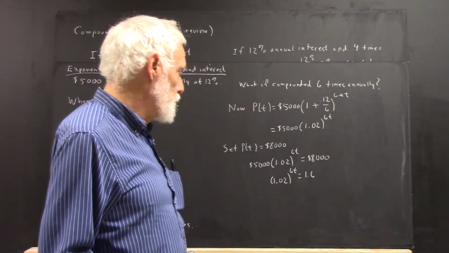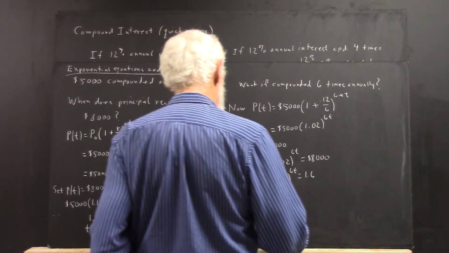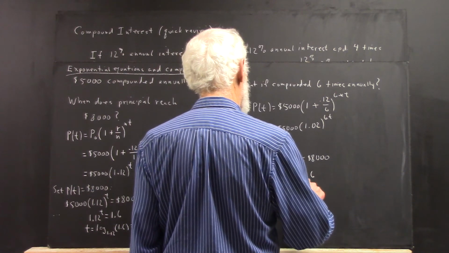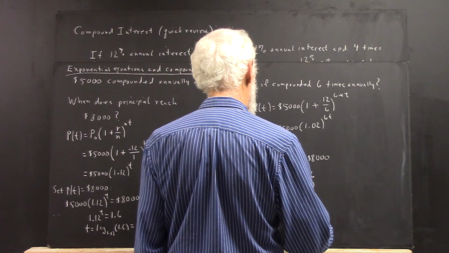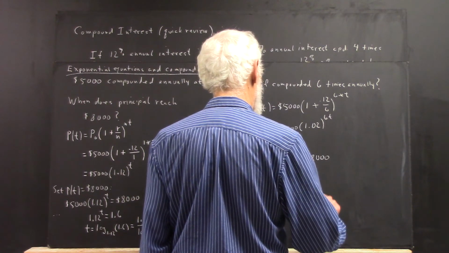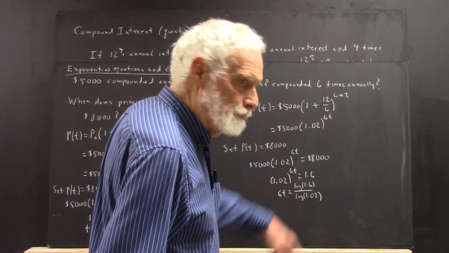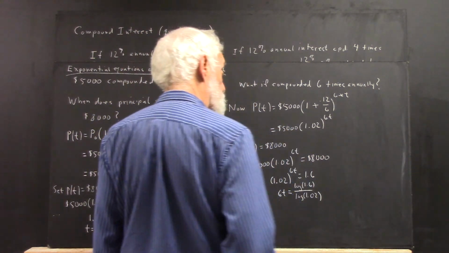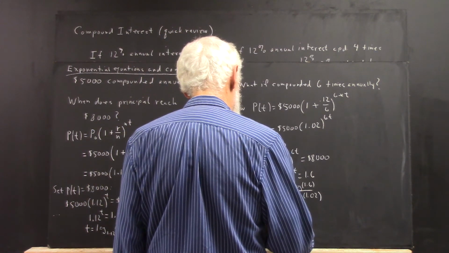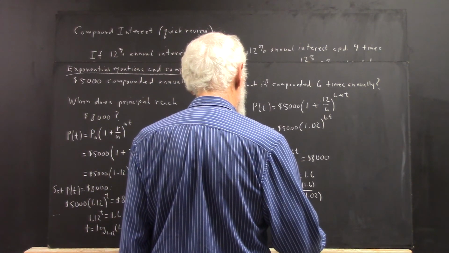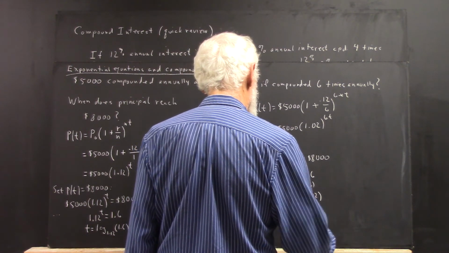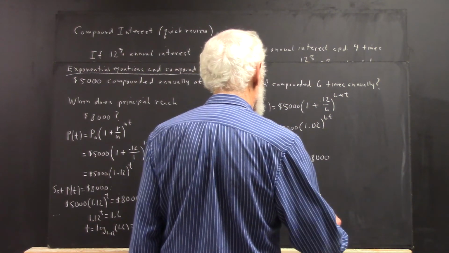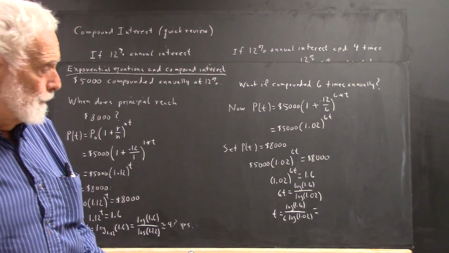Okay, 1.02 to the 6t equals 1.6, and we change that to logarithmic form, and we find that 6t equals the log of 1.6 divided by the log of 1.02. And you can calculate that with your calculator if you want, but really what you want to do is divide both sides by 6. And you're going to say that t equals the log of 1.6 divided by 6 times the log of 1.02. And then you can put that into your calculator.